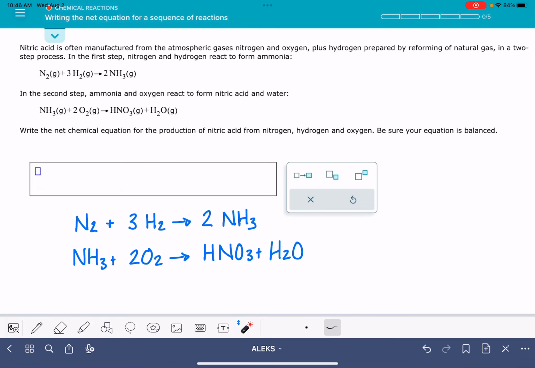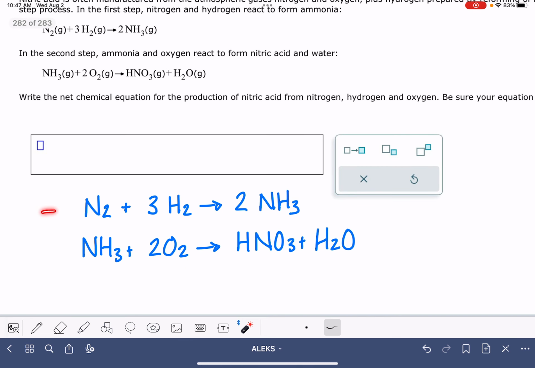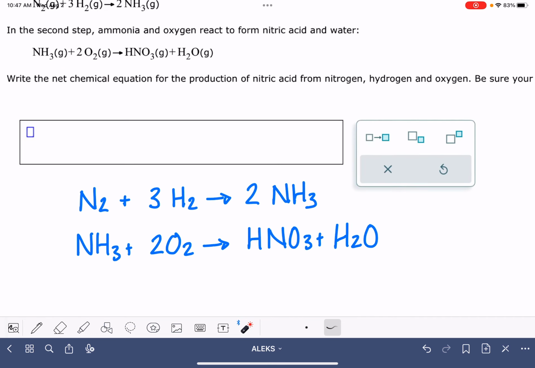In this video, I'll show you how to solve the ALEKS problem called writing the net equation for a sequence of reactions. This problem is going to give you two balanced chemical equations, and your job is to combine them and simplify them into one. Now what I've done is rewritten both of my equations down here. I've left the states off just to make it a little bit easier to look at.